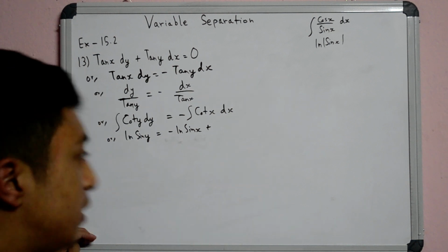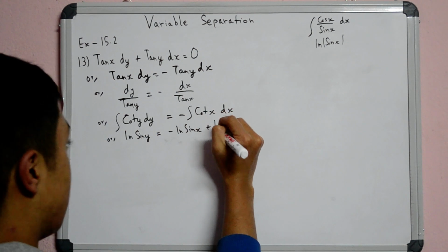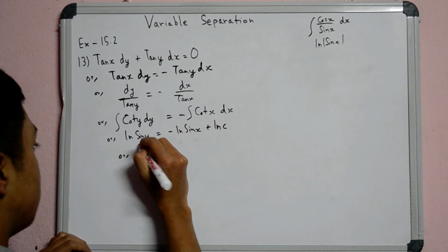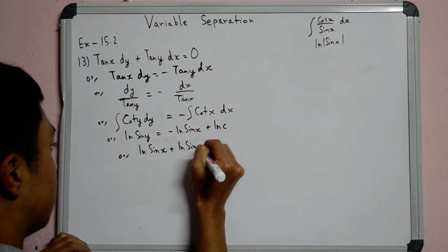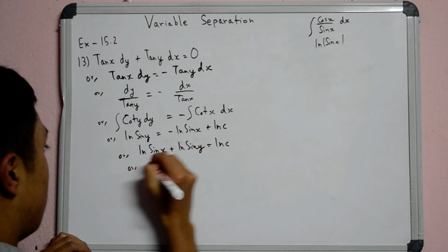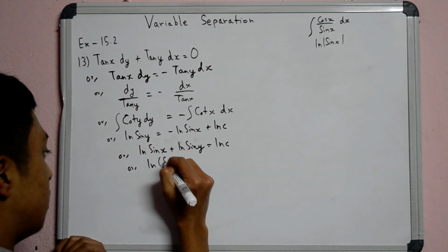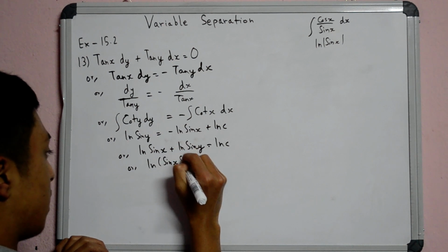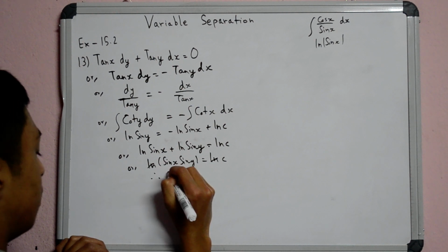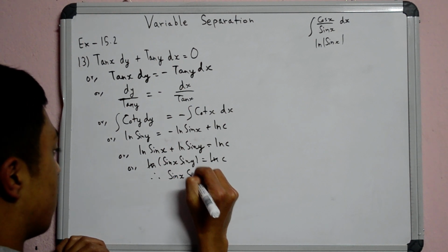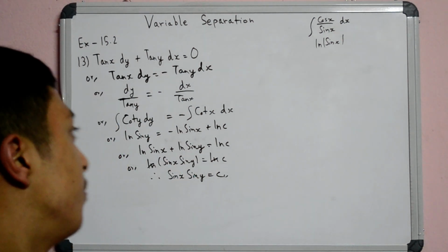plus, we can choose our constant, since there is ln on the left hand side and right hand side, I'll choose ln c. This goes to the right hand side and becomes positive: ln sin y equals ln c, or, using the log property, they will be multiplied in one ln. So ln(sin x sin y) is equal to ln c, and ln cancels, therefore sin x sin y is equal to c, which is our required answer or solution.